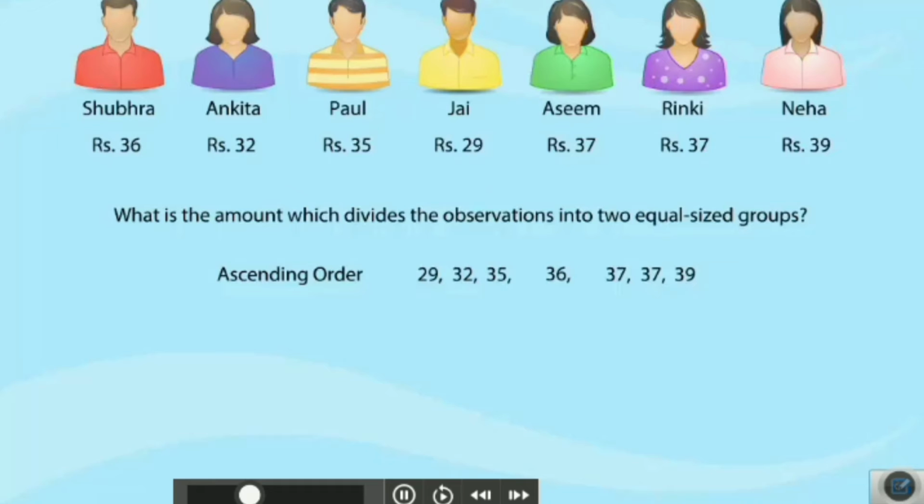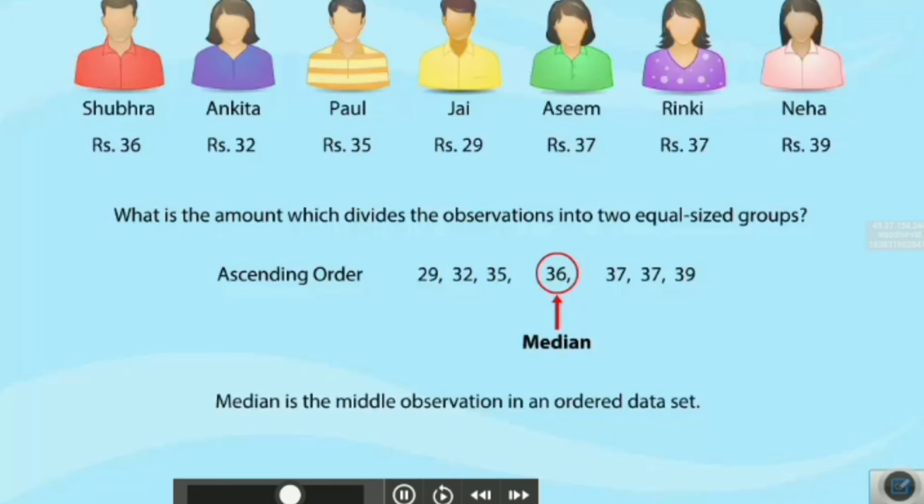You can see that 36 divides the data into 2 equal-sized groups of 3 observations above the mid-value and 3 observations below the mid-value. That is, there were 3 people who paid above 36 rupees and 3 people who paid less than 36 rupees. 36 is called the median value. So, we can say that median is that representative value of data which divides the ordered data into 2 equal-sized groups. Of course, you could order the data in any way, ascending or descending.